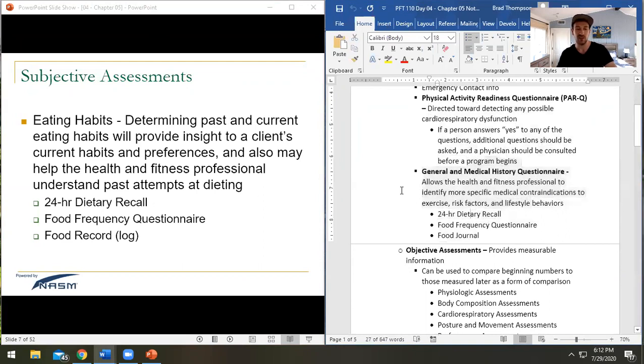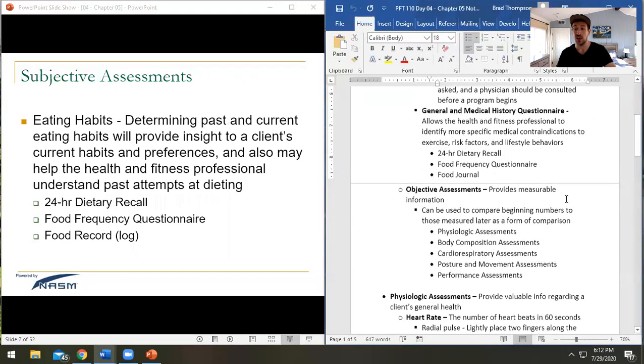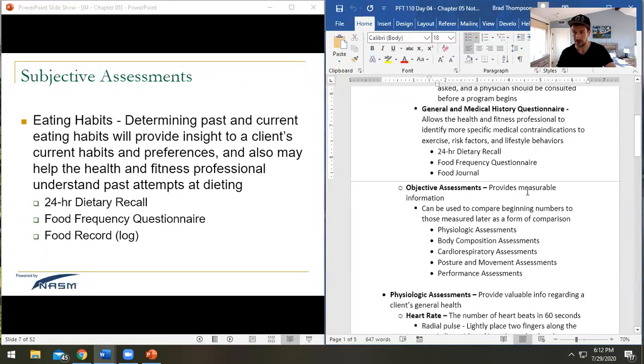But speaking of eating habits, this is obviously a very important part of understanding a weight loss programming template. We need to understand a little bit about our client's diet. So we might ask questions like, all right, well, let's walk back through the last 24 hours. You tell me what you consumed, or we'll do a food frequency questionnaire. How often do you have this type of food in your diet?